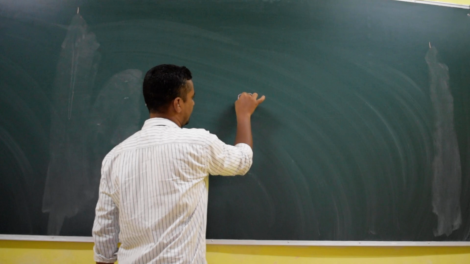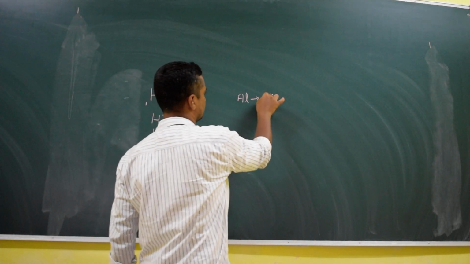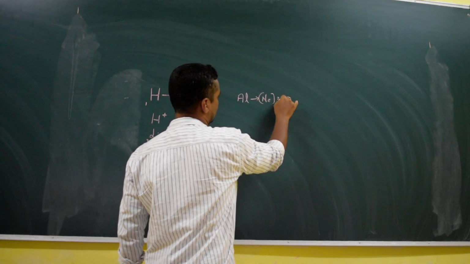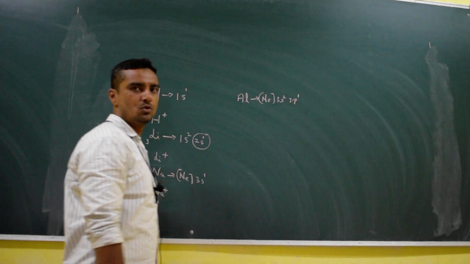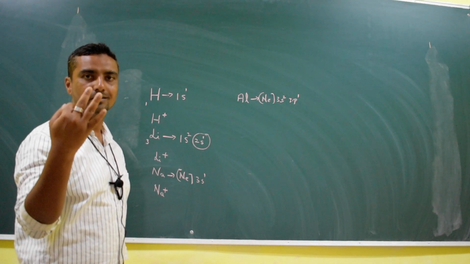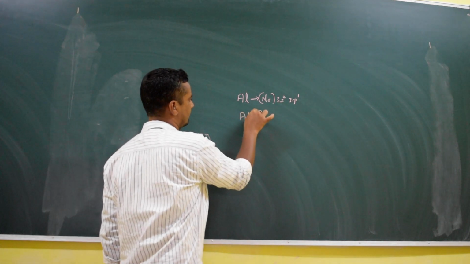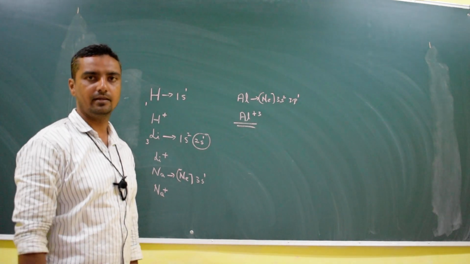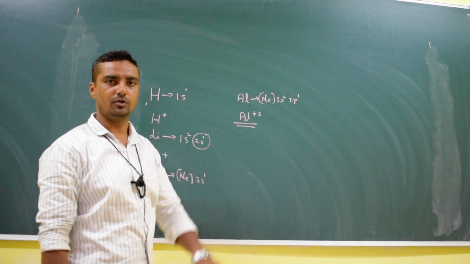If we go for aluminium, right? Aluminium is neon, 3s2, 3p1. So how many electrons can we remove? We can remove 3 electrons. After removing the 3 electrons, it will become Al plus 3. Right, Al plus 3. After removing the 3 electrons, it will attain the configuration of neon.